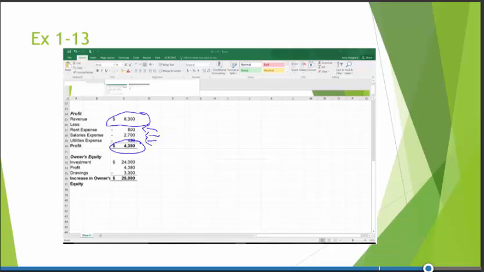It then asks us to calculate the increase of owner's equity for the month. So owner's equity is calculated by going our initial investment plus profit, minus losses if we had more expenses than revenue, less any withdrawals or drawings the owner takes out of the business. So in July, the owner invested $24,000. We had profit that we just calculated of $4,380, and the owner withdrew $3,300 in withdrawals or drawings, which means our owner's equity in the month increased by $25,080.